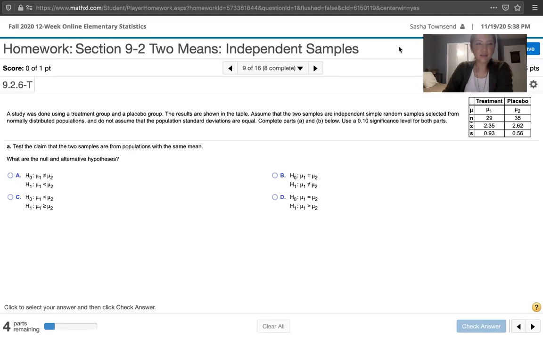In this video, we solve problem 9.2.6-T from Essentials of Statistics 6th edition by Mario Triola. The problem statement says, a study was done using a treatment group and a placebo group. The results are shown in the table.